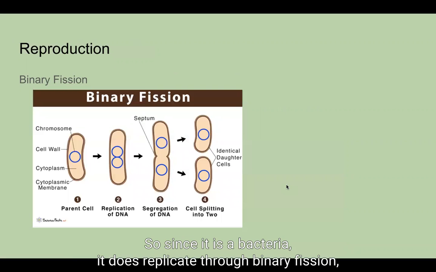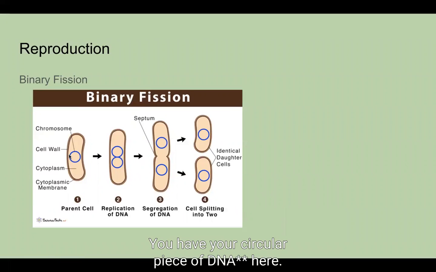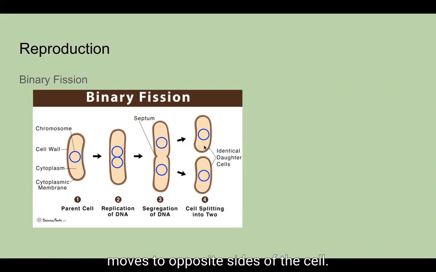Since it is a bacteria, it does replicate through binary fission, which is just a quick recap. You have your circular piece of bacteria here. It's going to replicate, move to opposite sides of the cell, and your cell ends up splitting into identical daughter cells here. Pretty simple.